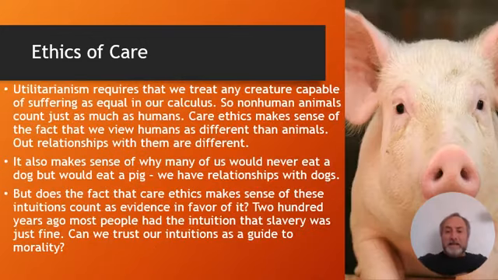It also makes sense of this. Utilitarianism, at least according to Peter Singer, entails that we shouldn't eat animals, right? Because hey, they can feel pleasure, they can feel pain. Why would I kill a pig when I could eat an eggplant instead and have almost as much pleasure as I would have from the bacon, right? Care ethics can make sense of why many of us are still not vegetarians.